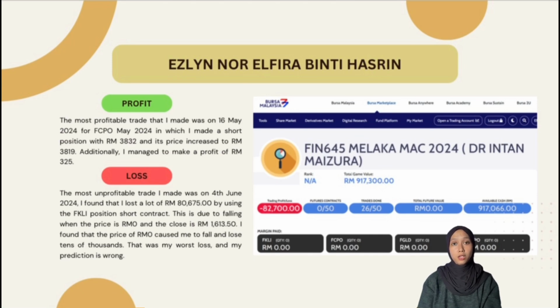I found a big loss of 8,675 by using a short position on the FKLI contract. The close was RM1613.15. I found that this caused me to fall and lose a lot. That's what made me lose, and my prediction was wrong.